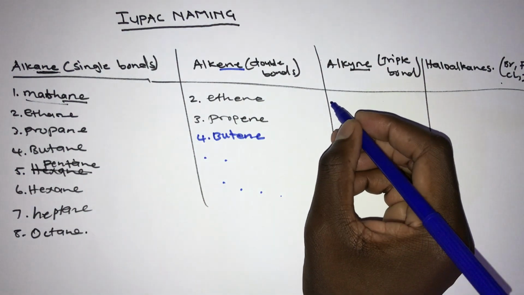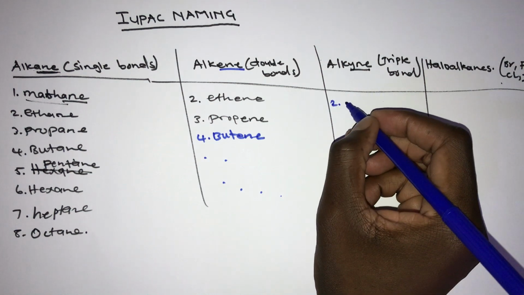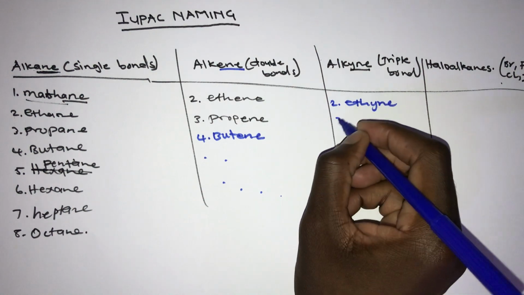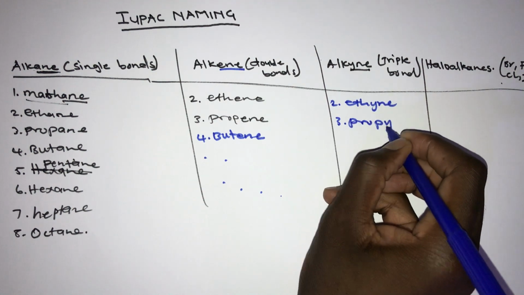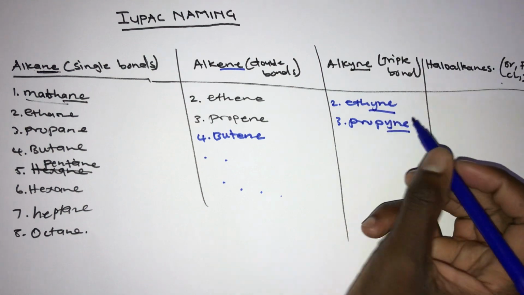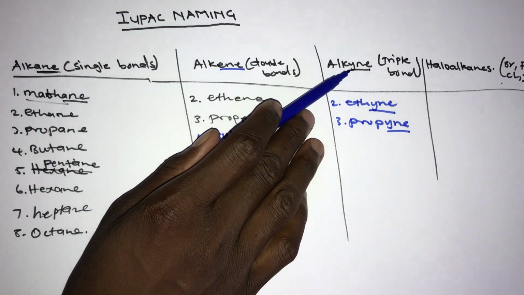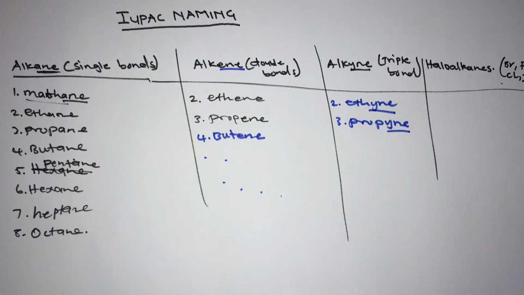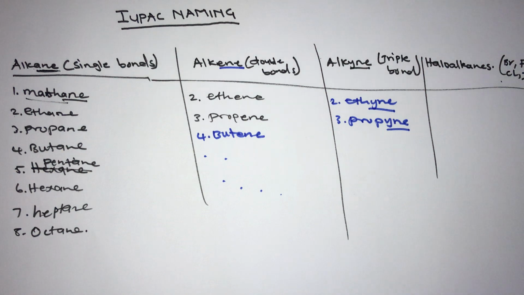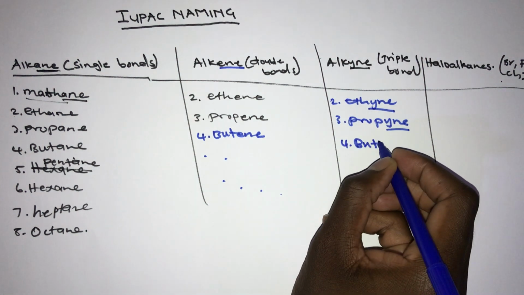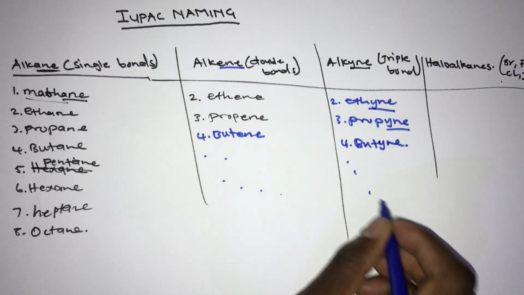So here, number 2, we call it eth, YNE, ethyne. Number 3, propyne, YNE. The ending shows the name of the homologous series, or it shows the family. So the family, we call it the homologous series. So 4 butyne, and so on and so on.